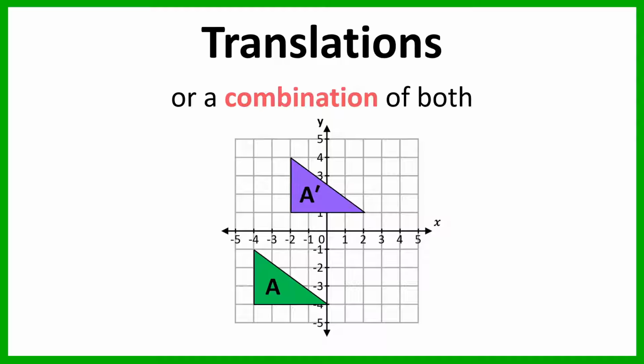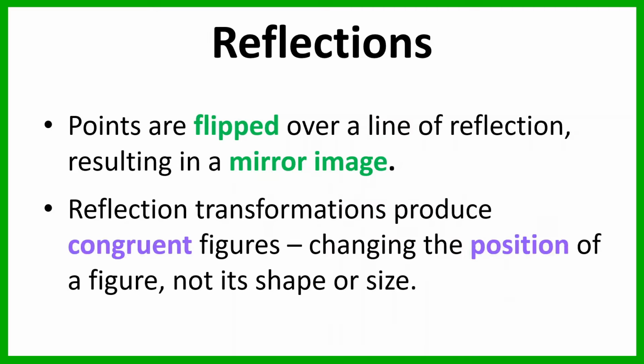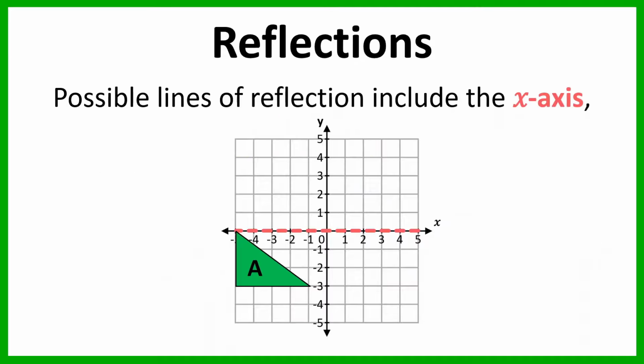The next type of transformation we're going to look at is reflections. With reflections, points are flipped over a line of reflection, resulting in a mirror image. Reflection transformations also produce congruent figures, changing the position of a figure but not its shape or size. There are a number of different lines of reflection that are possible. The ones that you should know already are first the x-axis. So a possible line of reflection is the x-axis, and when a figure is reflected over the x-axis, it'll look something like this.